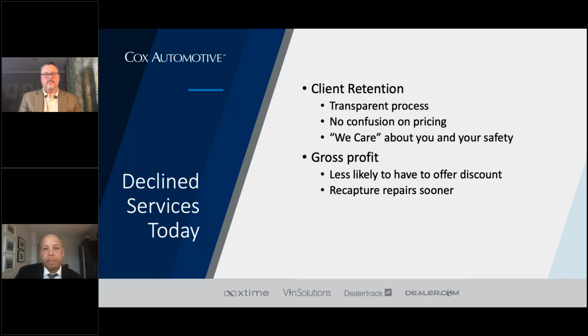So with a nice MPI and a nice follow-up process, we're less likely to actually have to discount any services. And with that, the customer will see more value in your service. They'll feel that, I don't want to say respect, but you care about their vehicle, you care about their safety.